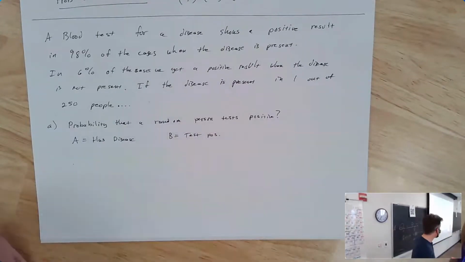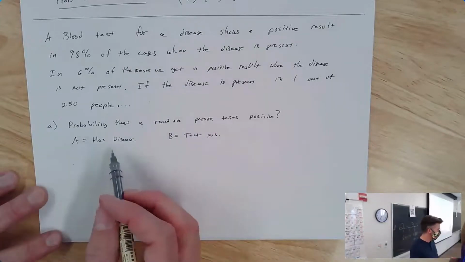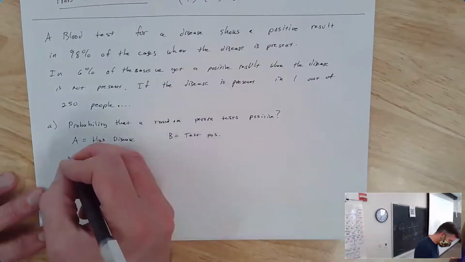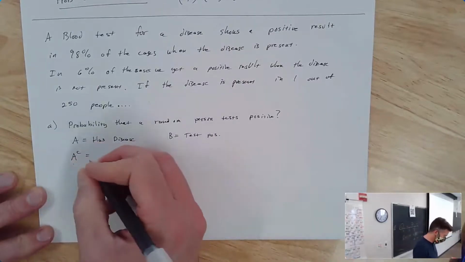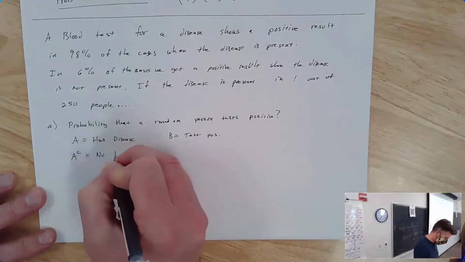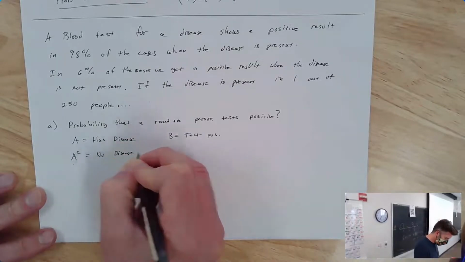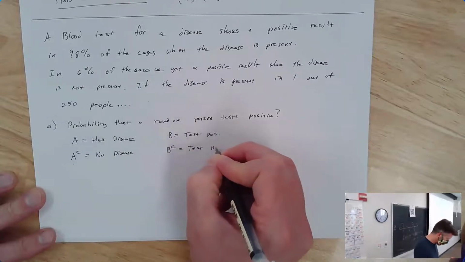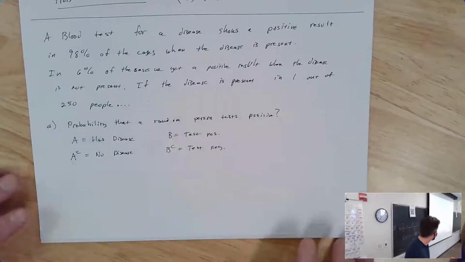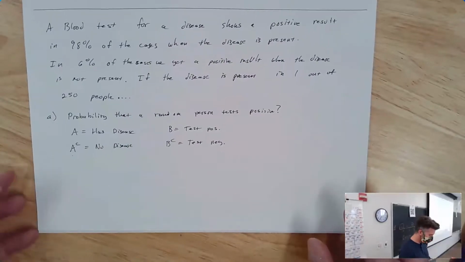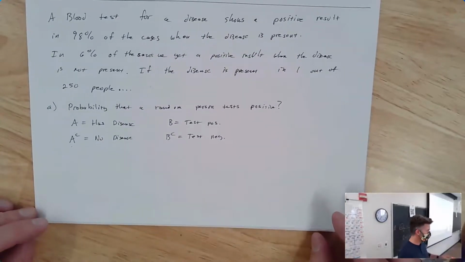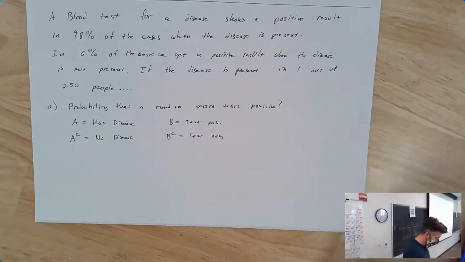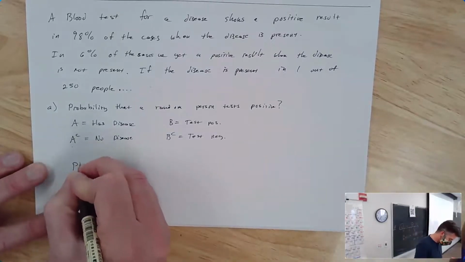I don't want to name other variables or letters for other things because they're complements, meaning I don't want to say that like C is the event that they don't have the disease. I want to say that A complement is that they don't have the disease. And B complement is going to be that they test negative. So I want to find the probability of B, right? Given no other information, what's the probability they test positive?